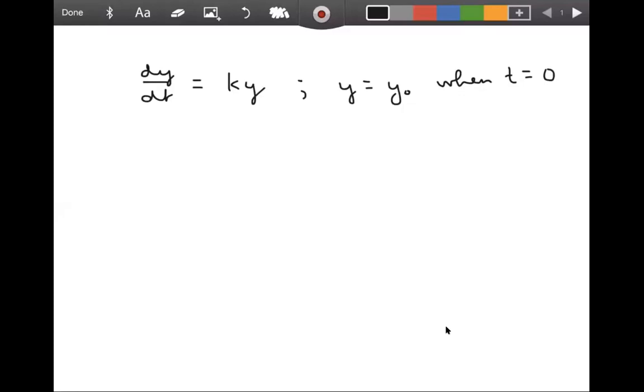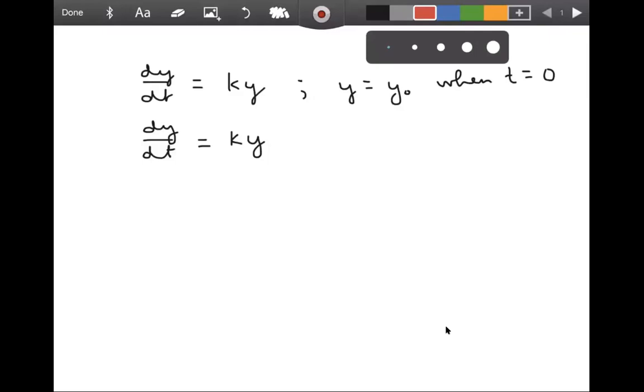So dy/dt is equal to ky, and y equals y0 when t equals 0. As you'll see, when we get into more examples, what we want to do with a differential equation like this is get all of one variable on one side and the other variable on the other side. So I'm going to get all of my y's on the left side, and all my t's on the right side. And the way I'm going to do that, and don't feel like you have to do this in one step, is I'm going to multiply both sides by dt over ky.